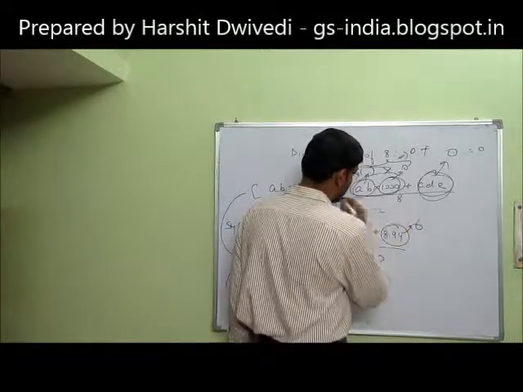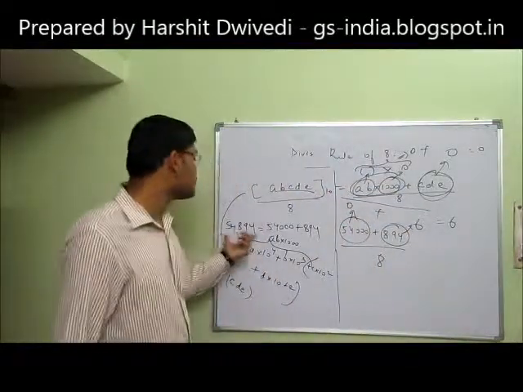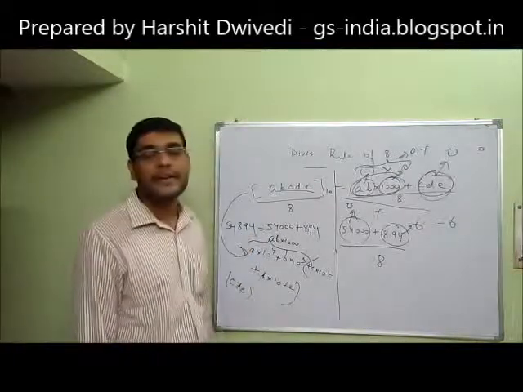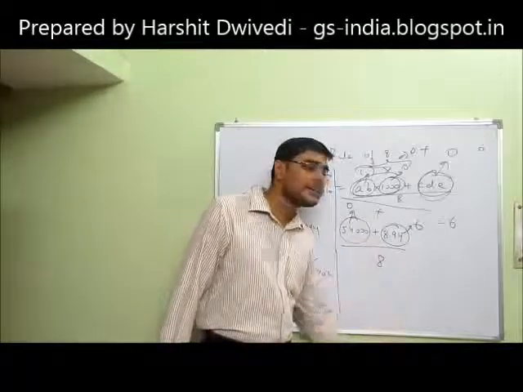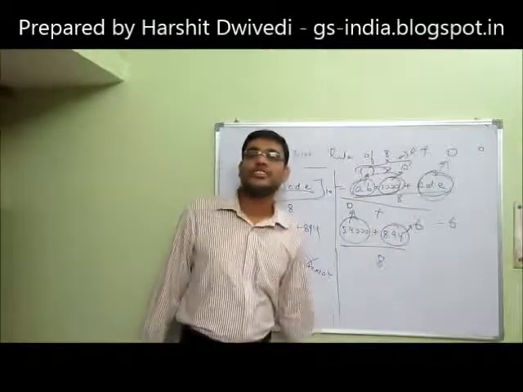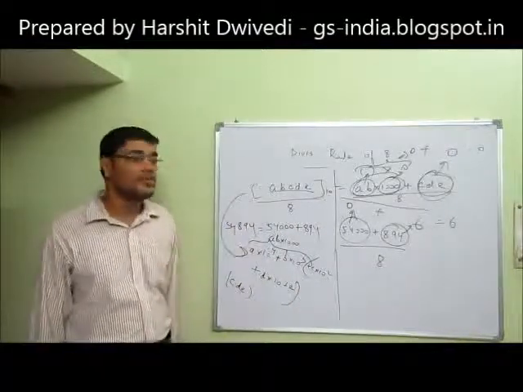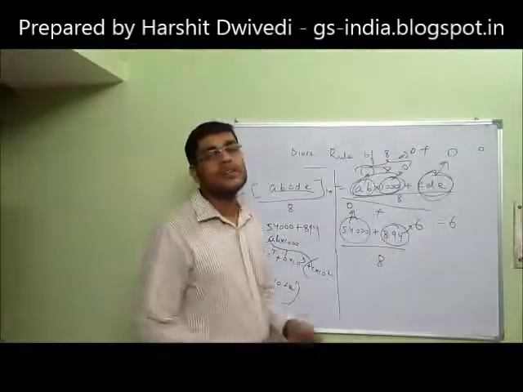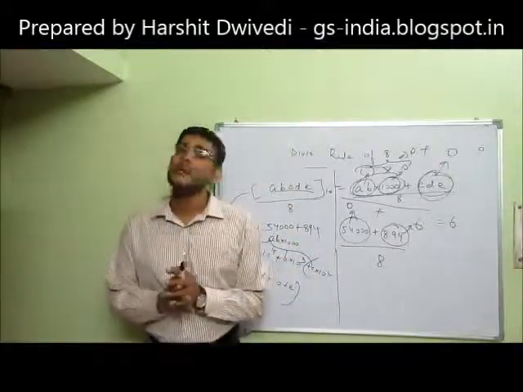0 plus 6. So, the remainder when 54,894 is divided by 8 is 6. How did I do it? I wrote it down as 54,000 plus 894. And the point is, there is no need to write down this 54,000. You just need to pick up the last three numbers, that is 894. Divide 894 by 8. Whatever will be the remainder will be the remainder when the original number is divided by 8.